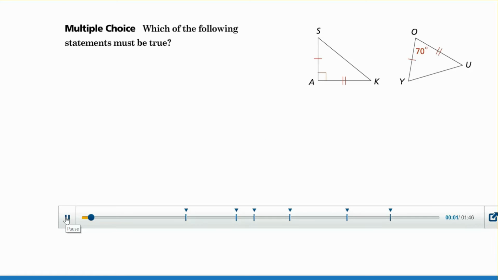In this problem, you will use the hinge theorem. Which of the following statements must be true? Your choices are A. The length of segment AS is less than the length of segment YU. B. The length of segment SK is greater than the length of segment YU. C. The length of segment SK is less than the length of segment YU. Or D. The length of segment AK is equal to the length of segment YU.